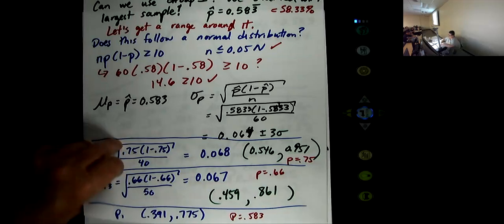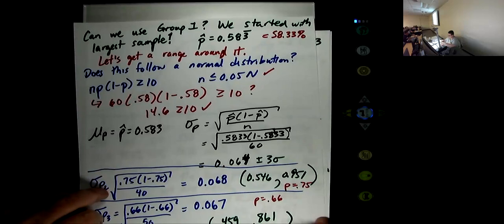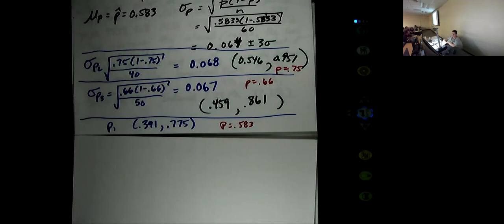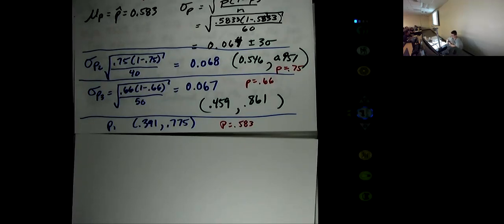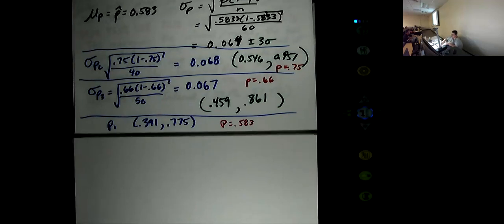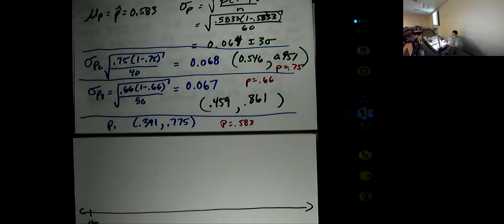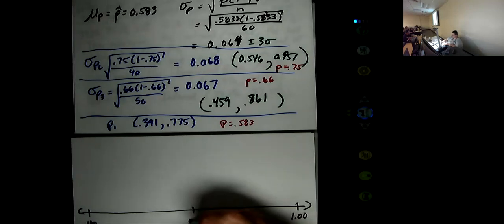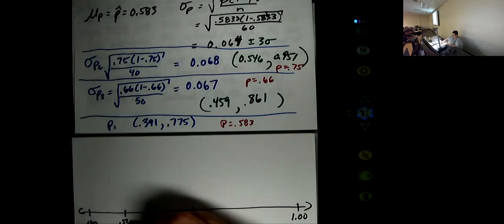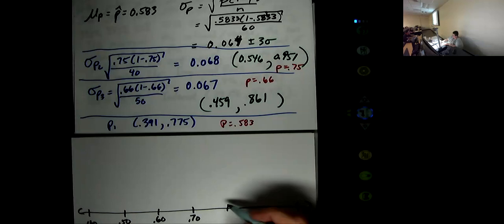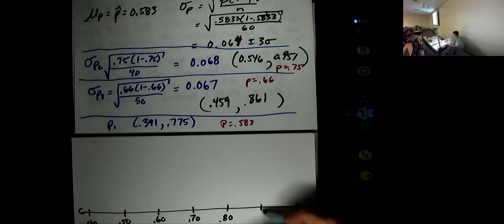Okay, so we're gonna put this all on one number line. See what I can do. My lowest number is 0.391. We'll say 0.40 over here. And over here, we'll say 1.00. Let's see, halfway would be 0.70, 0.50, 0.60, 0.80, 0.90.